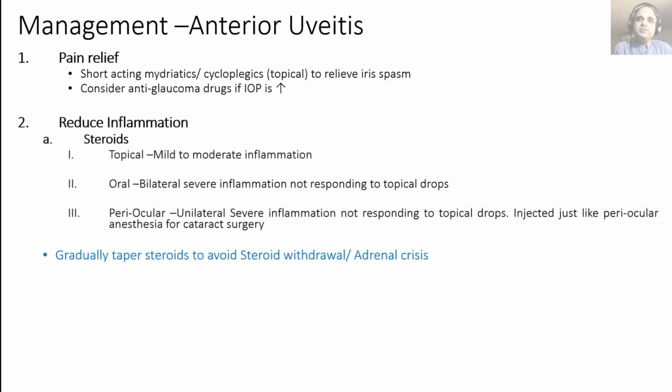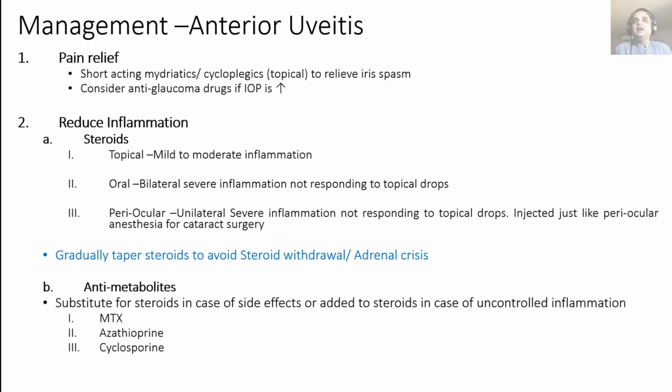We need to reduce inflammation, and this is one of the diseases that usually does not work without steroids. So you can give topical, oral, or periocular depending upon the severity of the inflammation. One eye or both eyes are involved. Periocular injection is just like the injection for anesthesia for cataract surgery. And obviously steroids have to be gradually tapered off once you start. You don't just stop steroids because you get adrenal crisis.